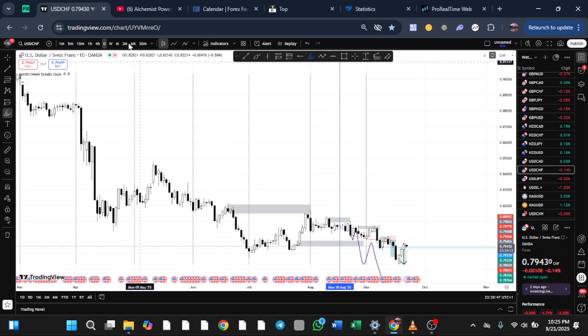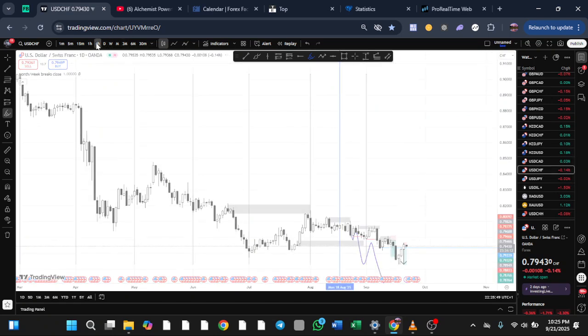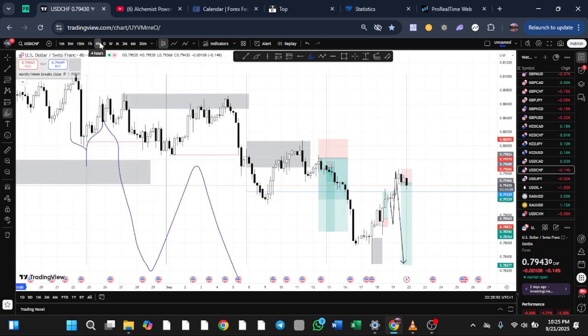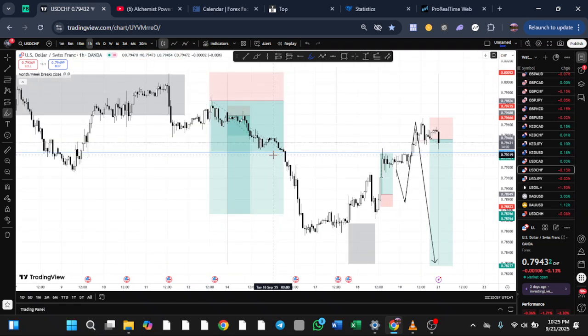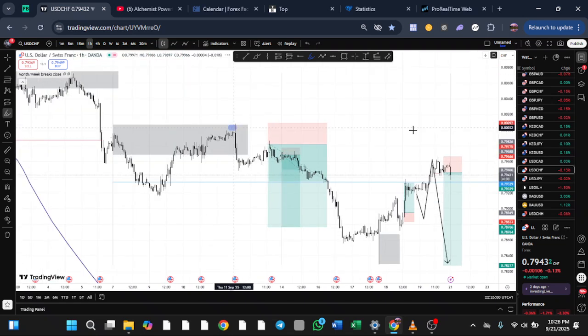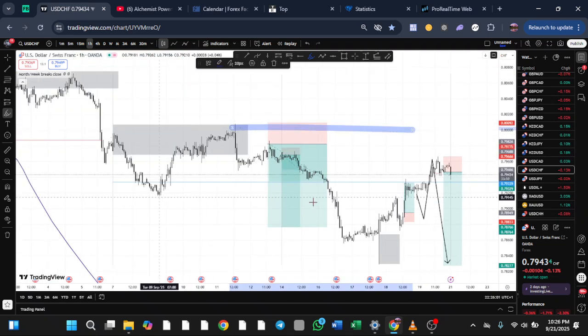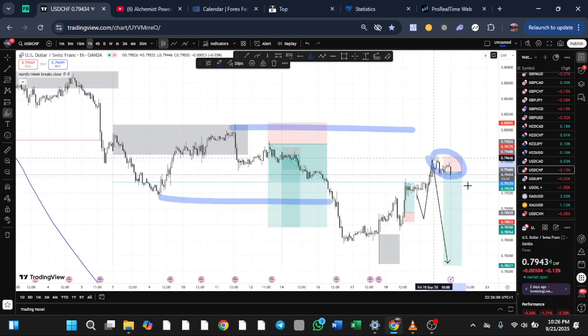USD Swiss, I'm looking at short, but I'm skeptical. So this is the only reason why I'm looking at short: this is our range of play, and we are in here already. I'm in this position already, so expecting it to go lower.